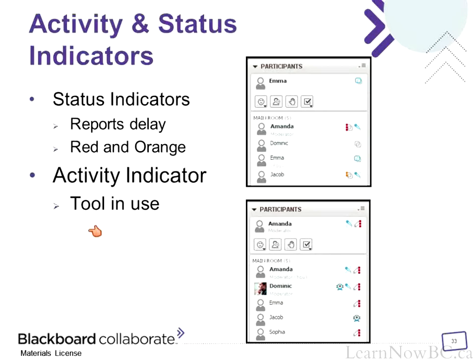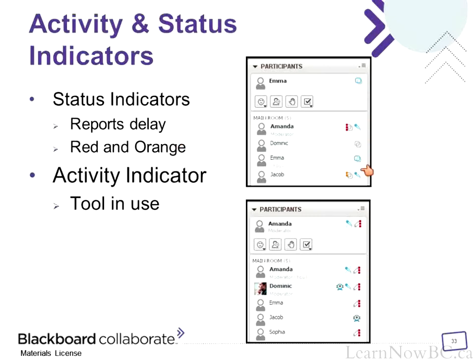Okay, so that is the status indicators. That lets you know when there is a delay. It's going to either be red or orange. Orange is not as severe. Red is a severe delay. If it's red for a long time, you may get booted out of the session. But if you recover pretty quickly, it will automatically move you back into the session. Orange, you are not as delayed, so usually they will clear after a few seconds. Okay. You also have activity indicators.